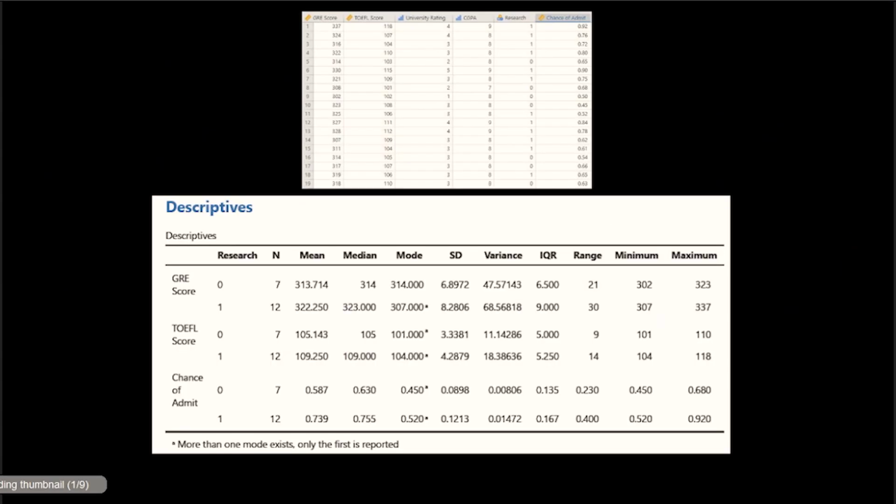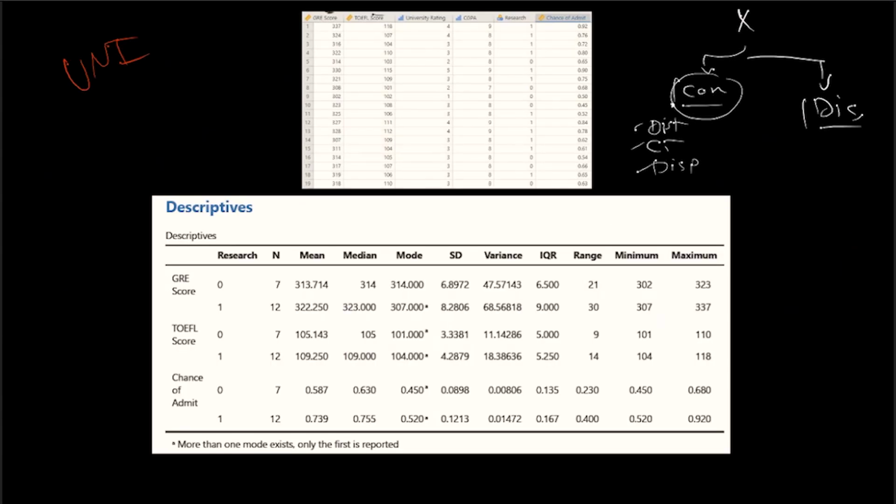Let's just start first of all with our univariate analysis. Now, how many continuous values do we have? We have the GRE, the TOEFL score, and chance of admission. So I was able to capture, for example, the mean, which is one of the central tendency measures, then the median as well, and the mode. Then the standard deviation, which is derived from the variance, and then the IQR and the range between minimum and maximum. All this helps me capture 2 important things: the first is the dispersion, and of course, the distribution as well.